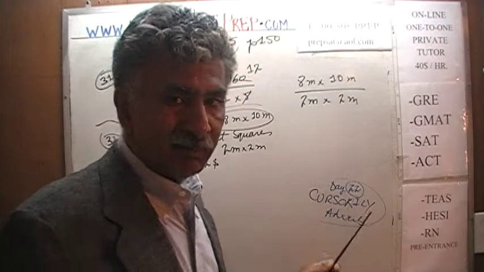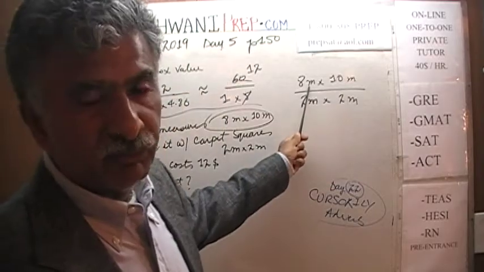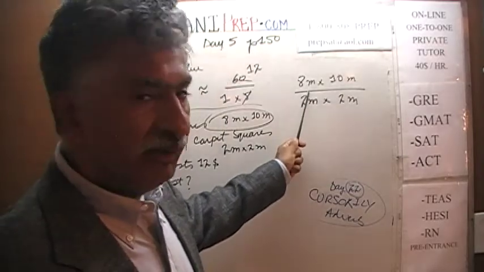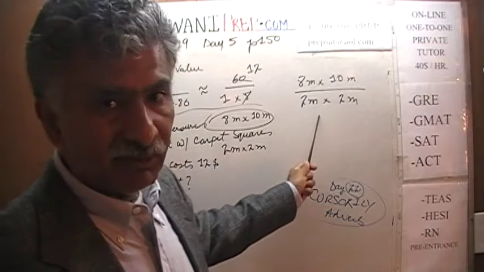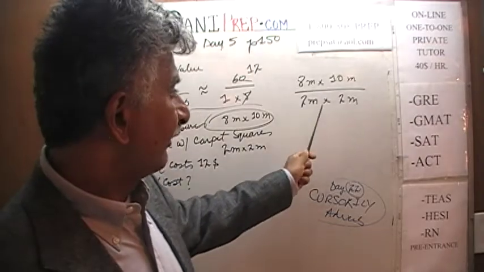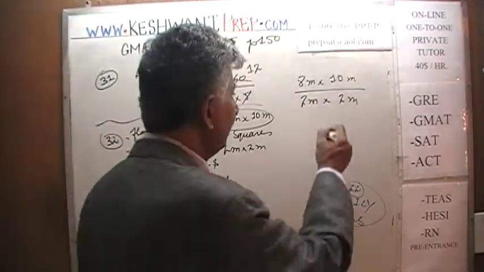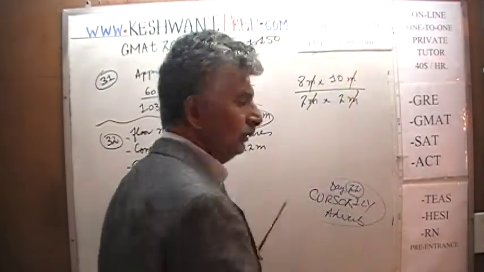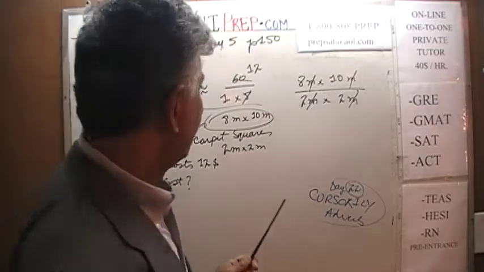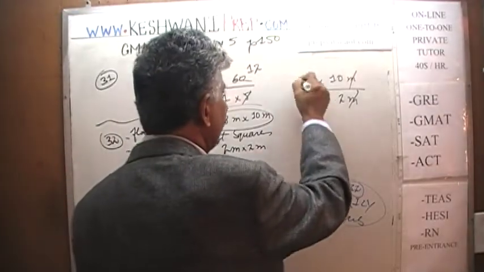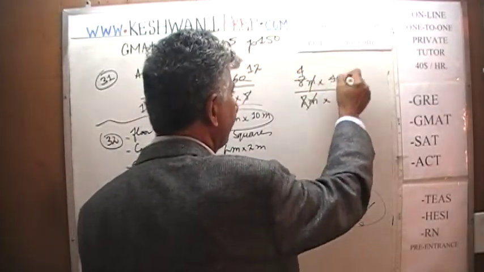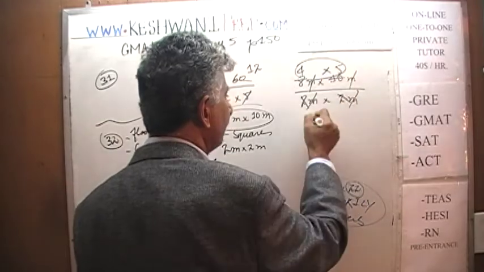Sometimes they give you the dimensions of the room in feet and the dimensions of the other thing in inches, or meters and centimeters. Here we don't have to worry about any of that. We have the same units, so the units simply cancel out. Let's divide 8 by 2 and we get 4. Let's divide 10 by 2 and we get 5. So in other words, we need 20 squares.